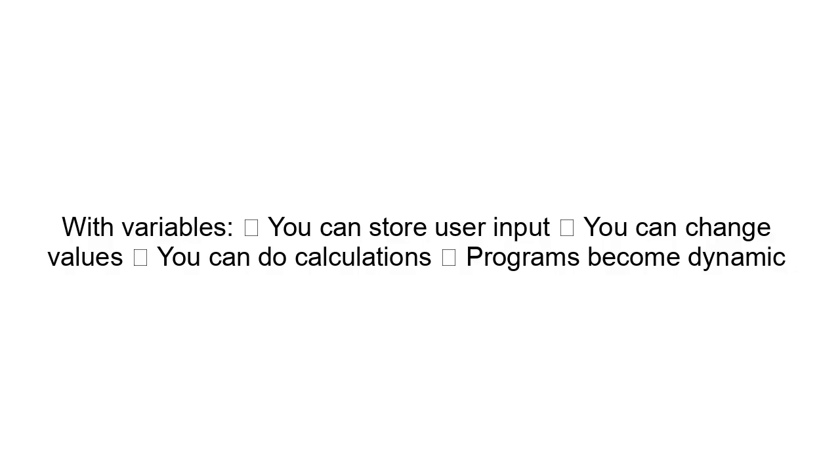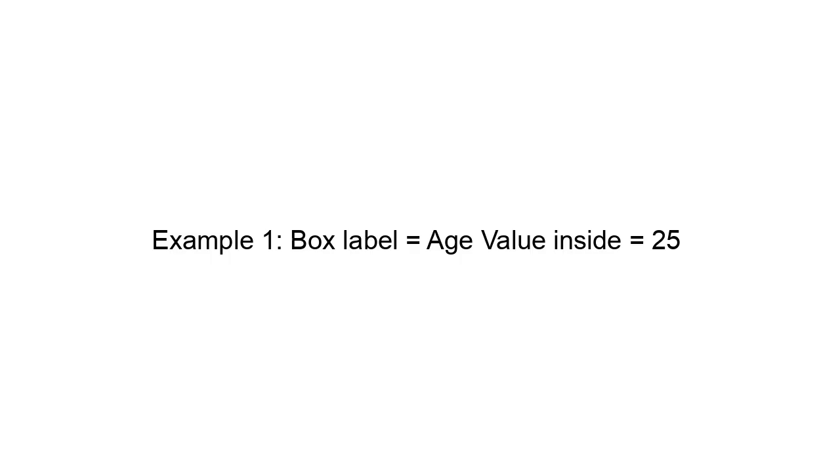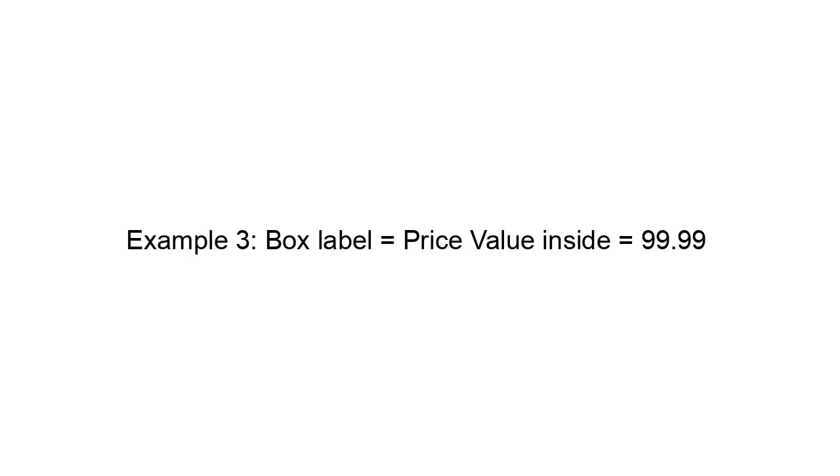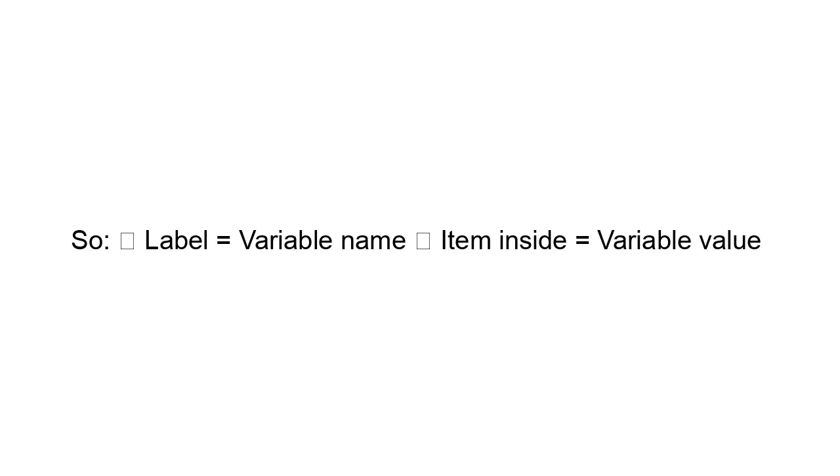Real-life examples of variables. Think of variables like labeled boxes. Example 1. Box label equals age. Value inside equals 25. Example 2. Box label equals name. Value inside equals Alex. Example 3. Box label equals price. Value inside equals 99.99. So, label equals variable name. Item inside equals variable value.